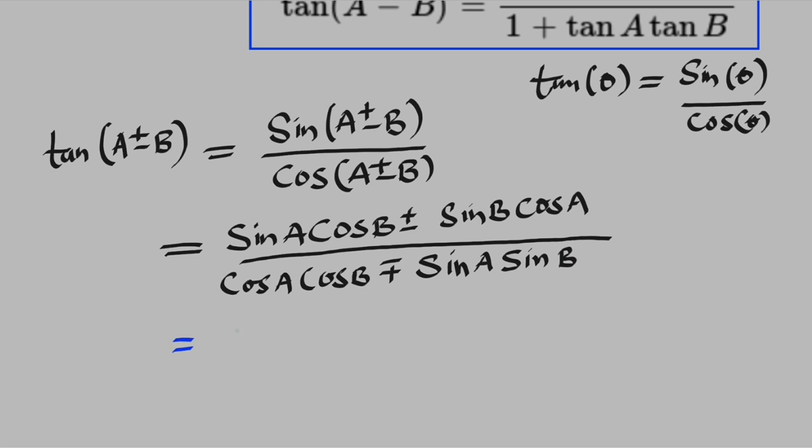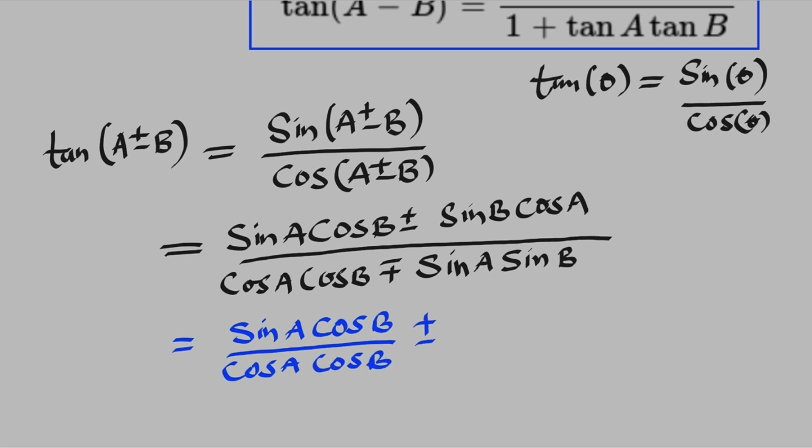So this becomes sine A cos B divided by cos A cos B. Then we'll put the sign that is plus or minus. We take the second expression, sine B multiplied by cos A, divided by cos A cos B.